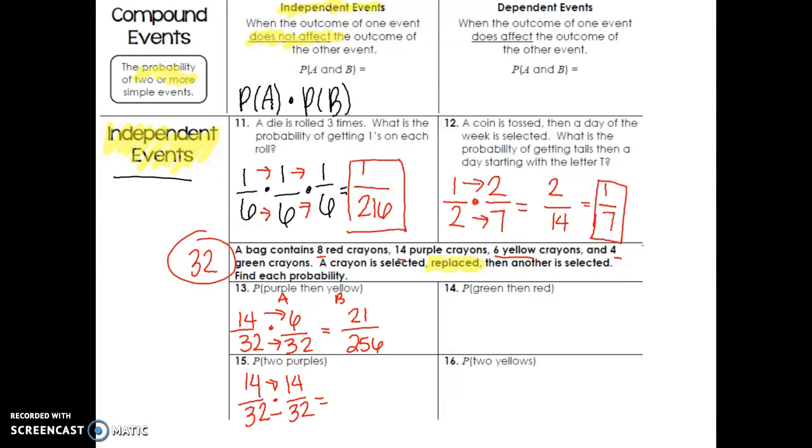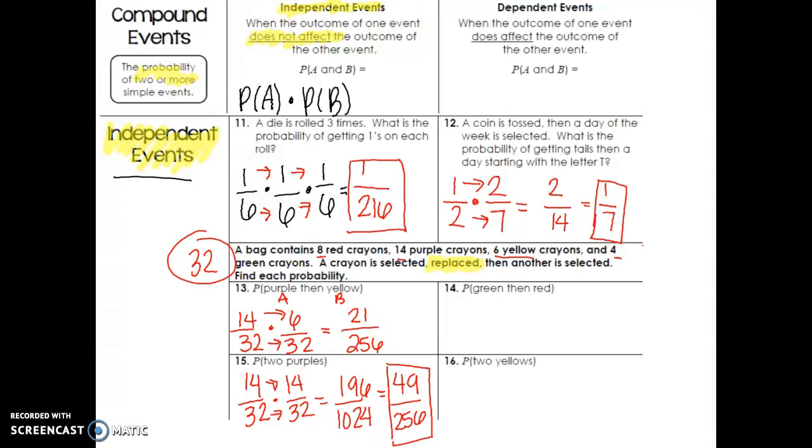So we multiply straight across, and I think that's like 196 over 1024, which in its simplest form ends up being 49 over 256. Okay.